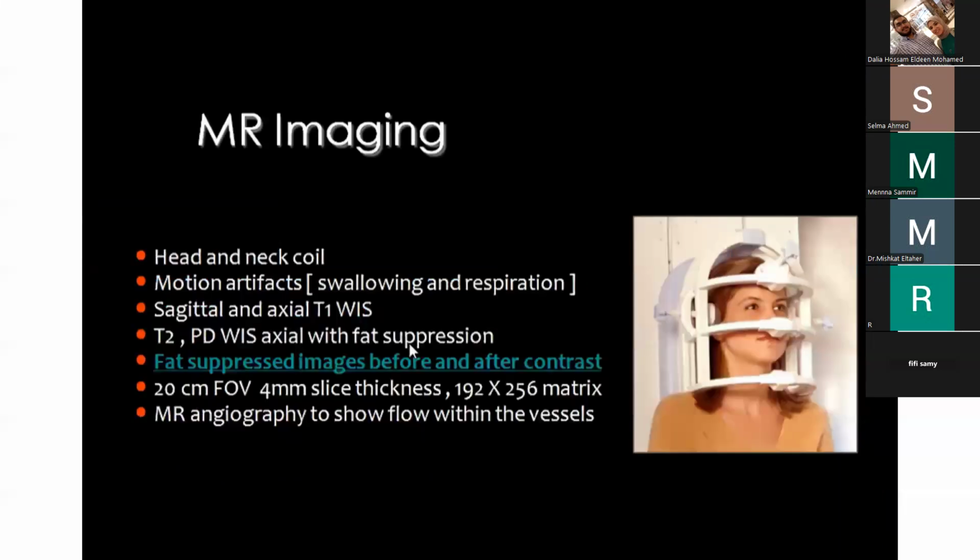As for the MRI technique, we use a dedicated head and neck coil, and the main enemy here is the motion, swallowing and respiration, so patient cooperation does matter. Sequences are sagittal, axial T1, axial T2, and proton density with fat suppression, and fat suppressed T1 before and after contrast. With the technique settled, let's begin the anatomy itself, starting with the oral cavity.